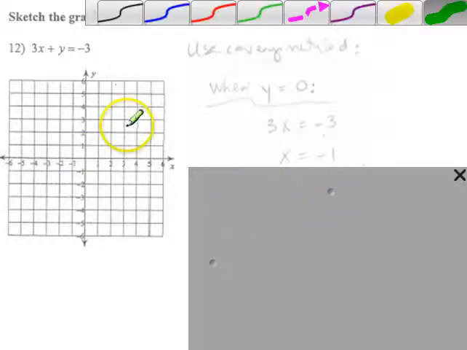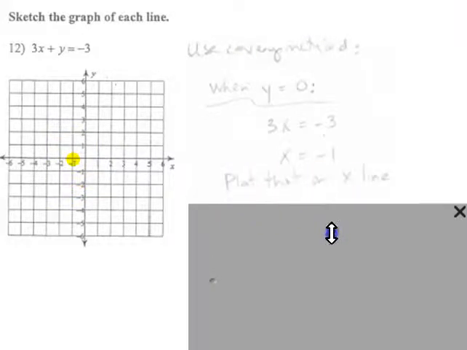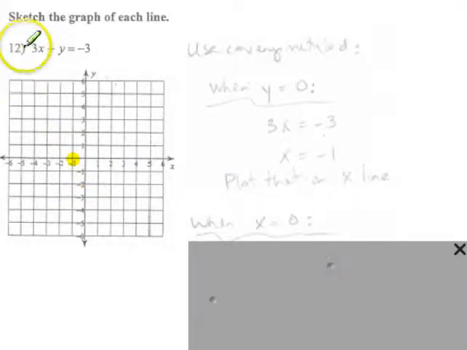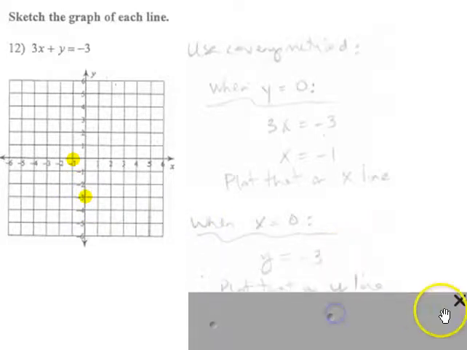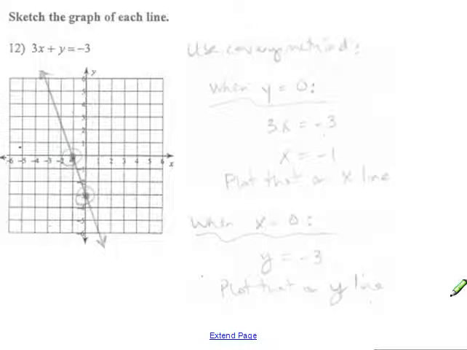Here, I'll just go ahead and do that so that I don't forget. Okay, and then when x equals 0, so imagine this is now covered up, and it's going to say y equals negative 3. Okay, well, here's my y line. There's negative 3. And now, all I have to do is draw a line through those points. And that's the cover-up method.